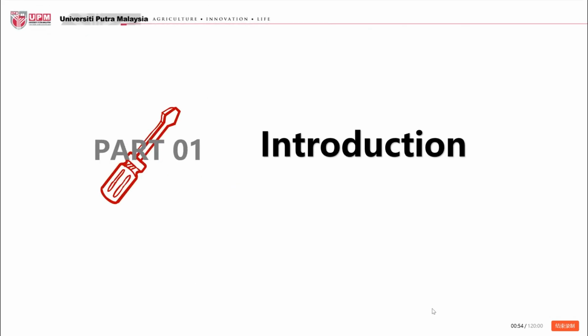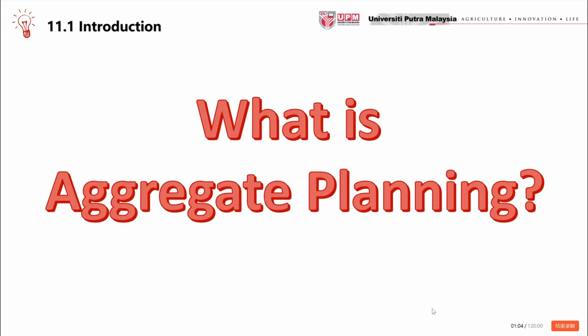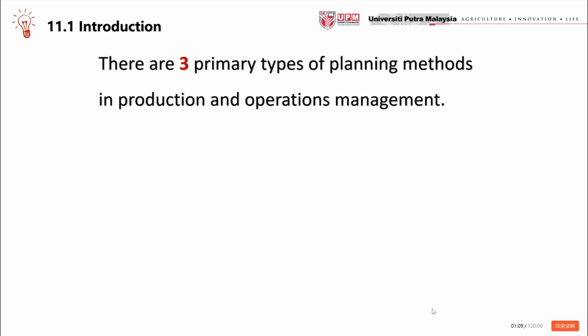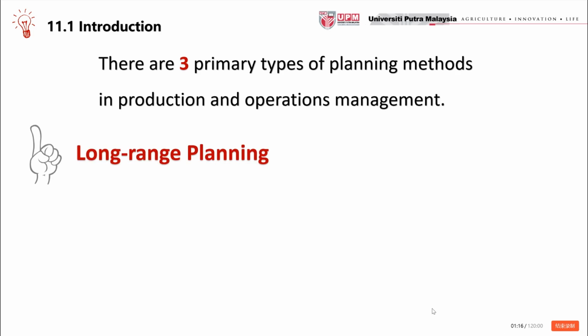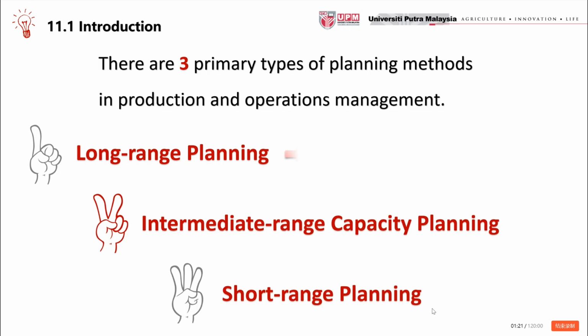Now let's begin with the introduction. Through this part, we can explain what aggregate planning is and how it is useful. Actually, aggregate planning is a kind of operational planning. In production operation management, planning methods can be divided into three types according to the time range: long-range planning, intermediate-range capacity planning, and short-range planning. Each planning method has its own unique characteristics and application scenarios.